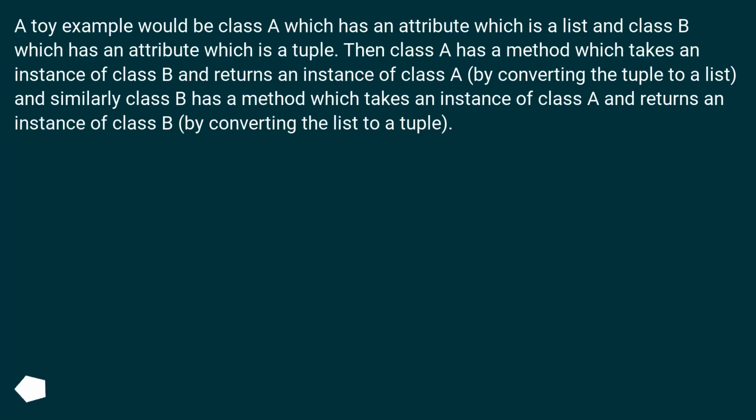A toy example would be class A, which has an attribute which is a list, and class B, which has an attribute which is a tuple. Then class A has a method which takes an instance of class B and returns an instance of class A by converting the tuple to a list, and similarly class B has a method which takes an instance of class A and returns an instance of class B by converting the list to a tuple.